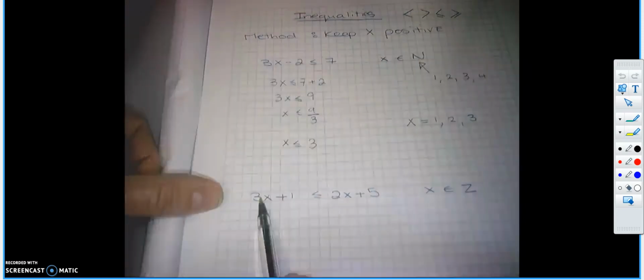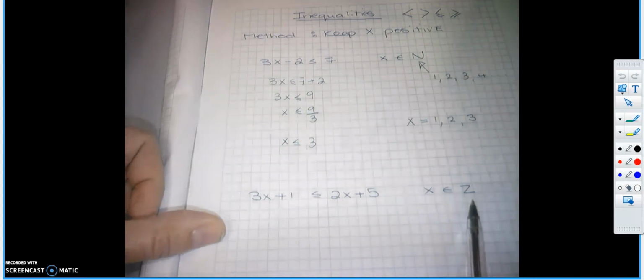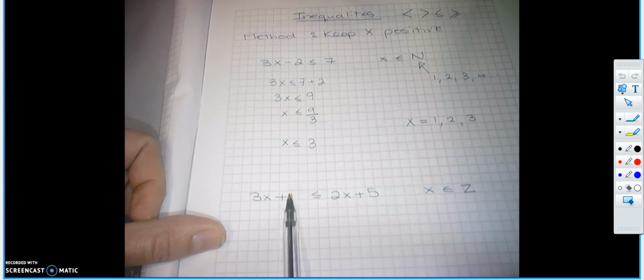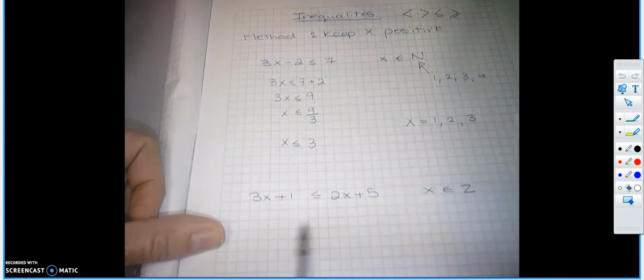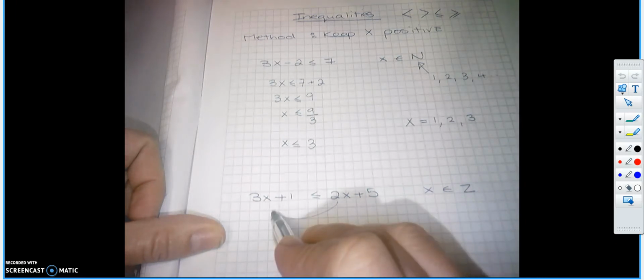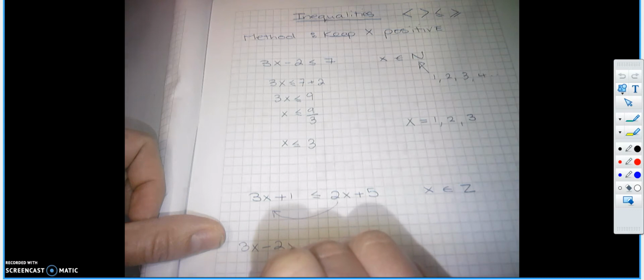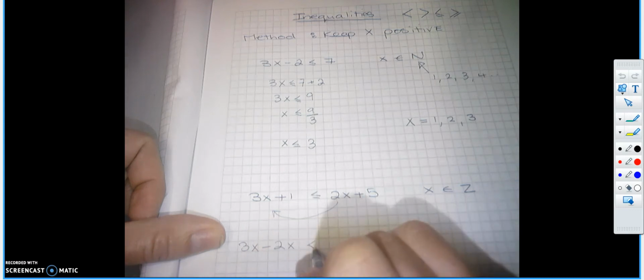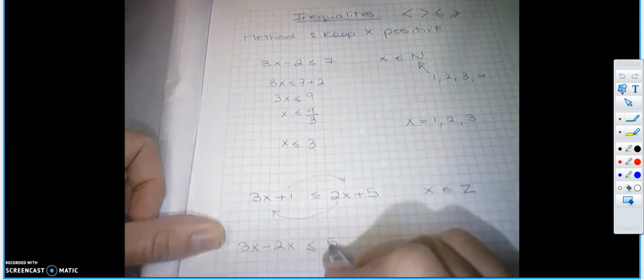Slightly harder. You've got 3x plus 1, inequality sign, 2x plus 5, and you're told x is an element of Z, which are your integers. So again, in terms of your method, you want to keep your x positive. I've got 3x here, I've got 2x here. If I brought the 3x this way, I would end up with minus x's. So I'm going to bring this 2x this way. So I will have 3x take away 2x, because when it came across the inequality sign, it changed its sign. My 1 went that way, so I've got 5 take away 1.